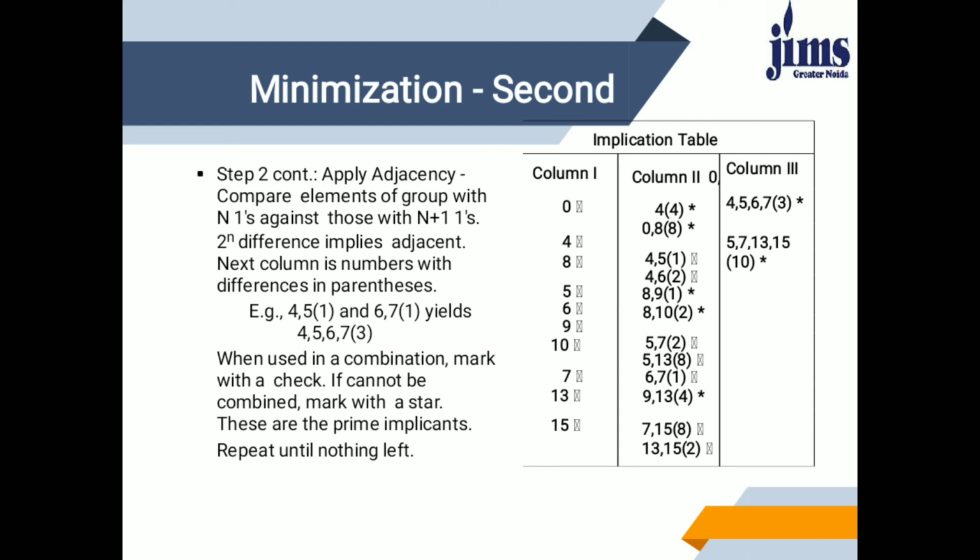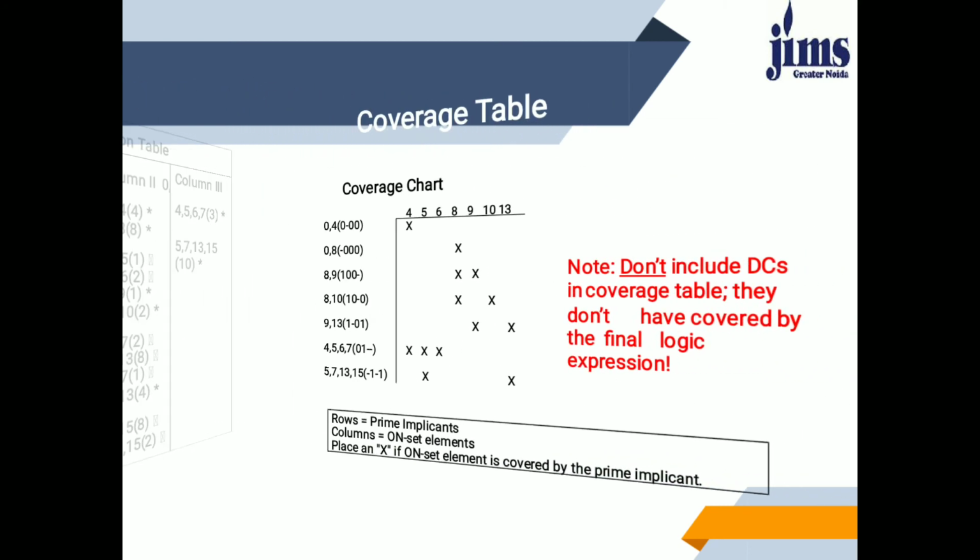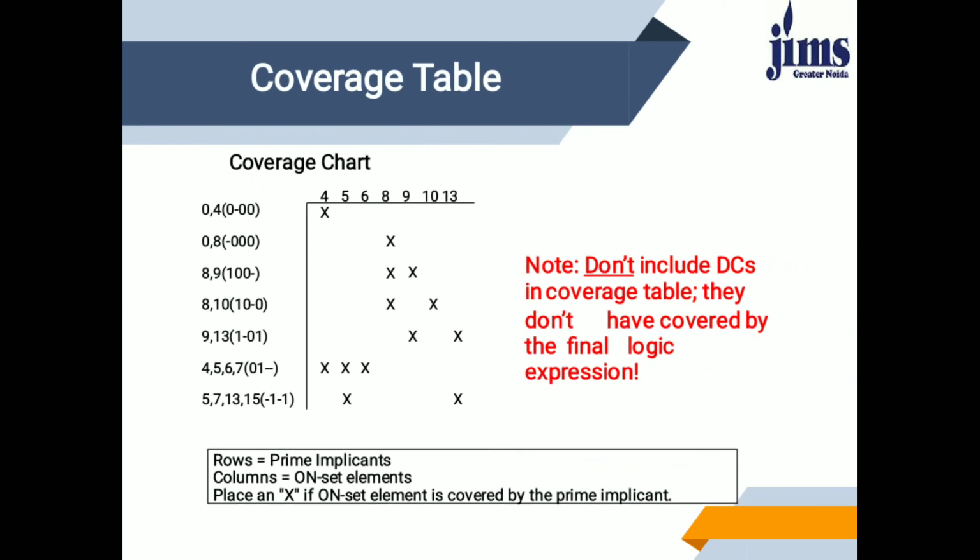So what is step 2? Just apply adjacent comparison of elements of groups with n ones against those with n plus 1 ones. When terms are combined, mark with a check. If it cannot be combined, mark with a star. So these are the prime implicants. Repeat these steps until nothing is left. So this is the way we can follow the first step of making the implication table.